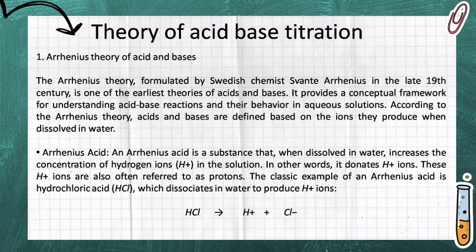A. Arrhenius acid. An Arrhenius acid is a substance that, when dissolved in water, increases the concentration of hydrogen ions, H+, in the solution. In other words, it donates H+ ions. These H+ ions are also often referred to as protons. The classic example of an Arrhenius acid is hydrochloric acid, HCl, which dissociates in water to produce H+ ions. HCl gives H+ plus Cl-.